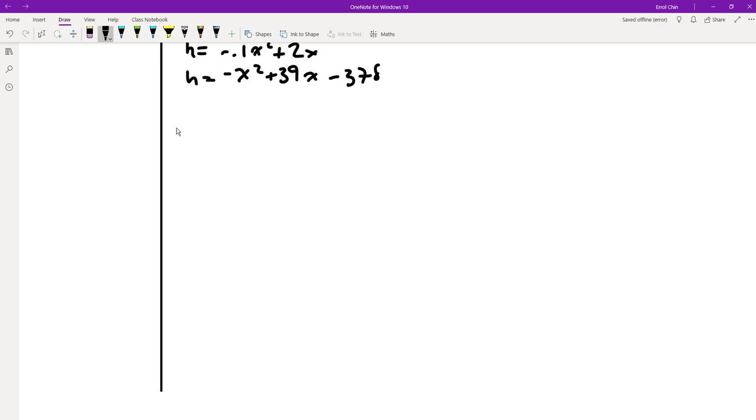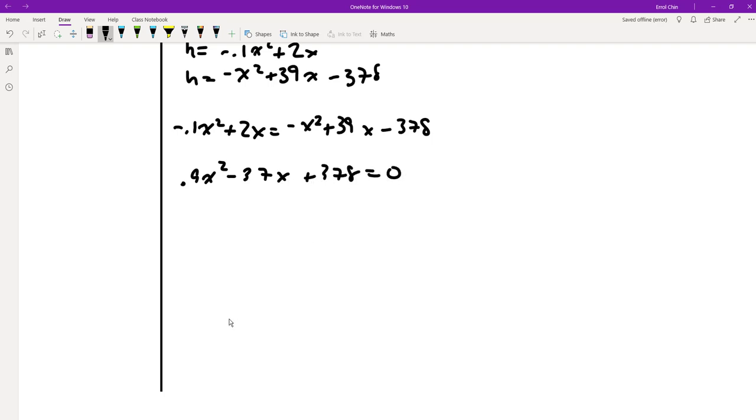So now I have negative 0.1 x squared plus 2x is equal to negative x squared plus 39x minus 378. All right, I'm going to move everything over to one side, and again, I'll spare you the details, but this works out to 0.9x squared minus 37x plus 378 is equal to 0. This time, instead of using the quadratic formula, I'm going to quickly punch this in: 0.9x squared minus 37x plus 378.